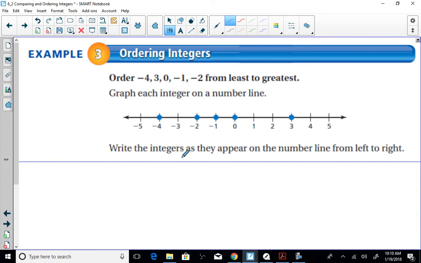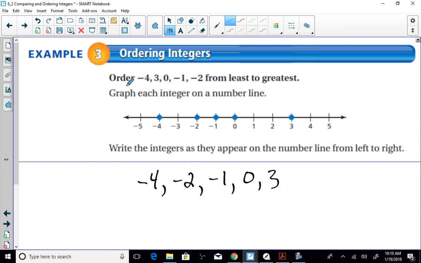Then I write the integers as they appear on the number line from left to right. So the first integer I see is -4. Next integer I see from left to right is -2. The next integer I see from left to right is -1. Next integer I see is 0. The next integer I see is +3.